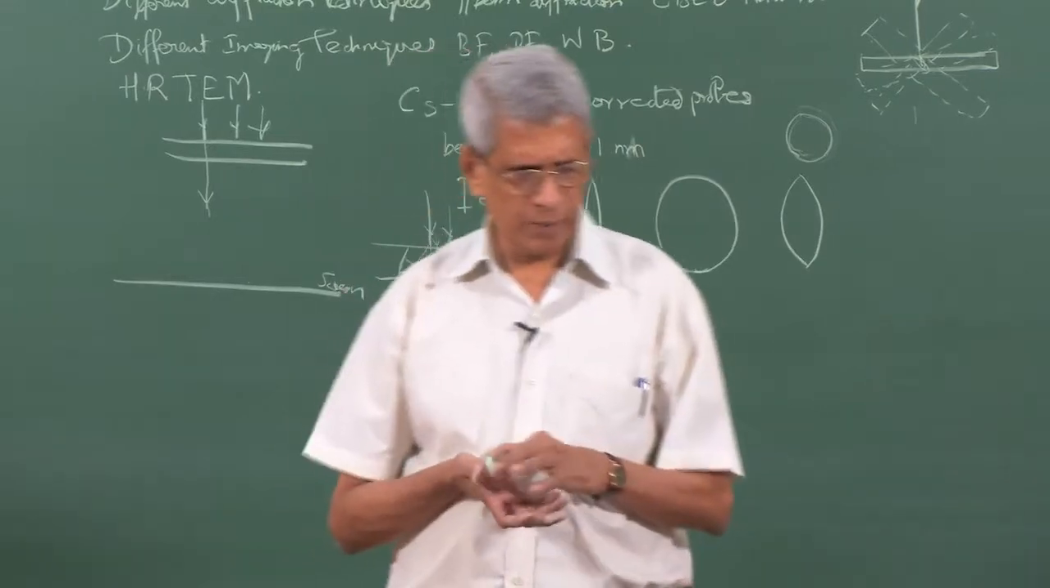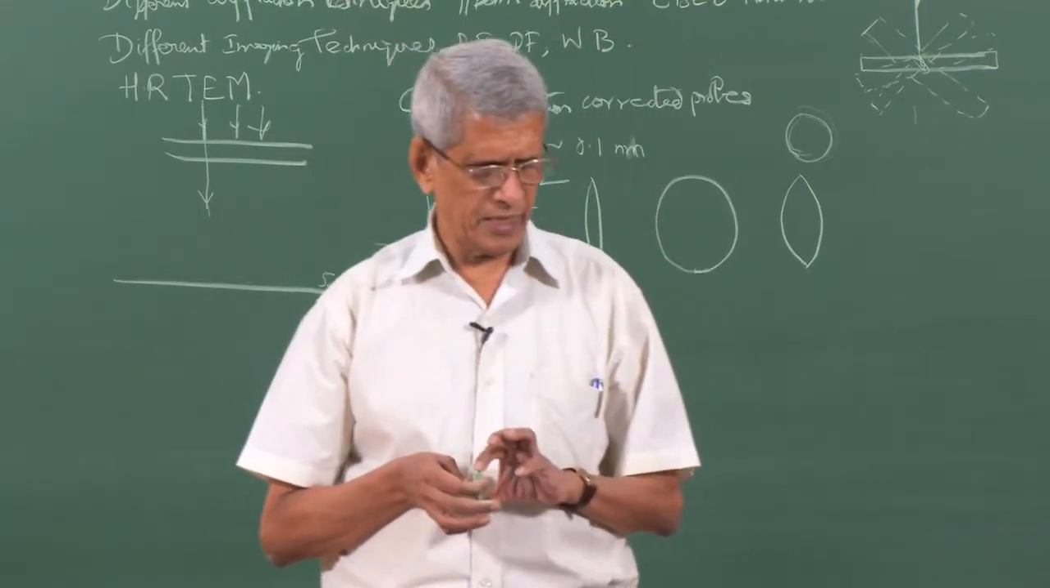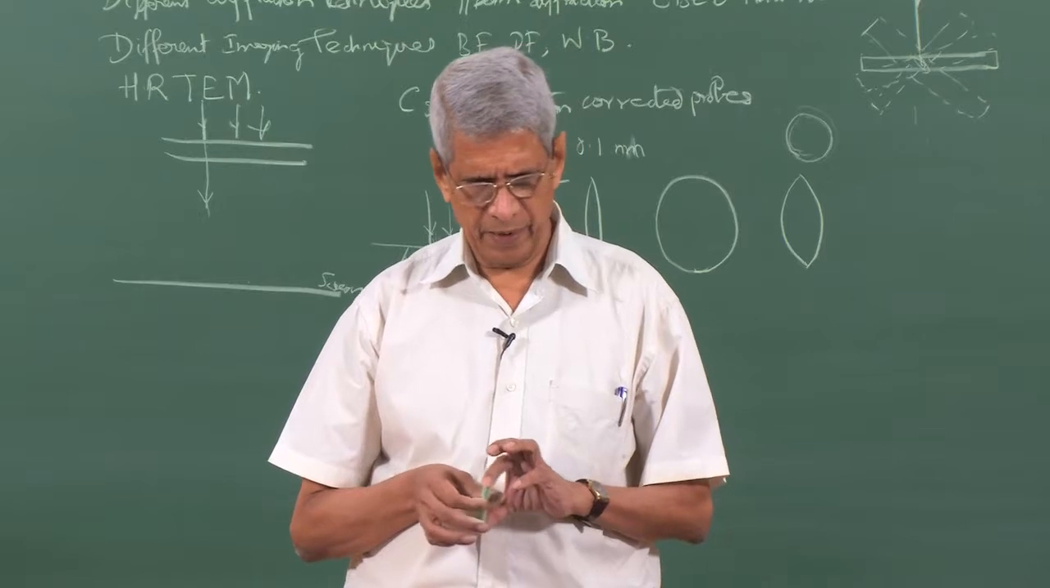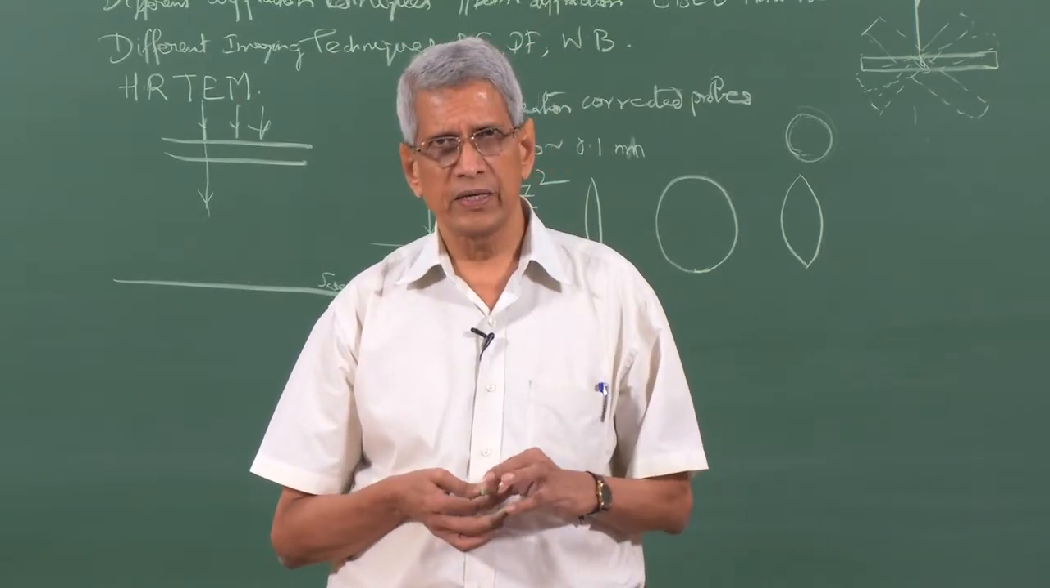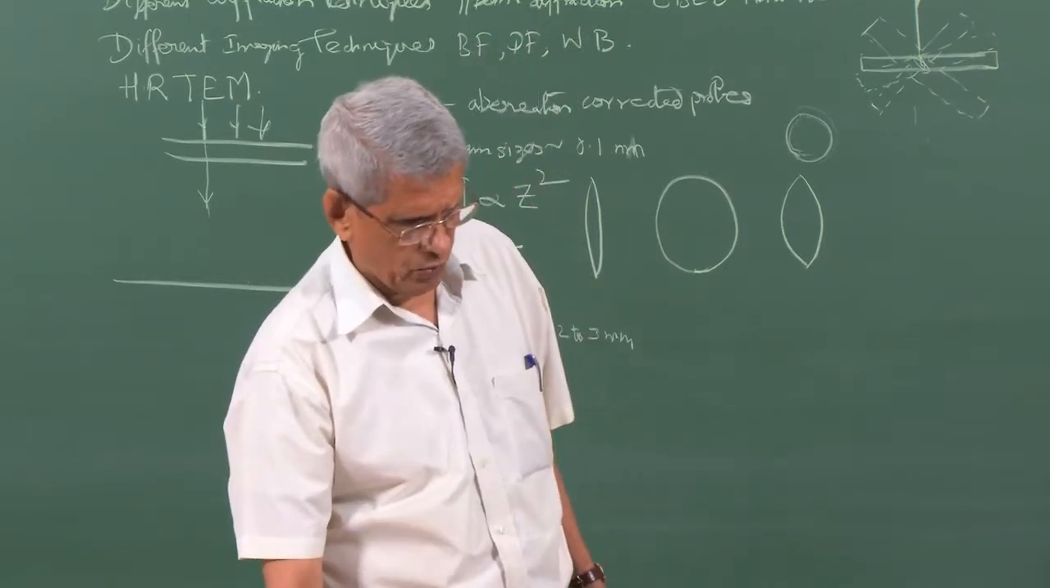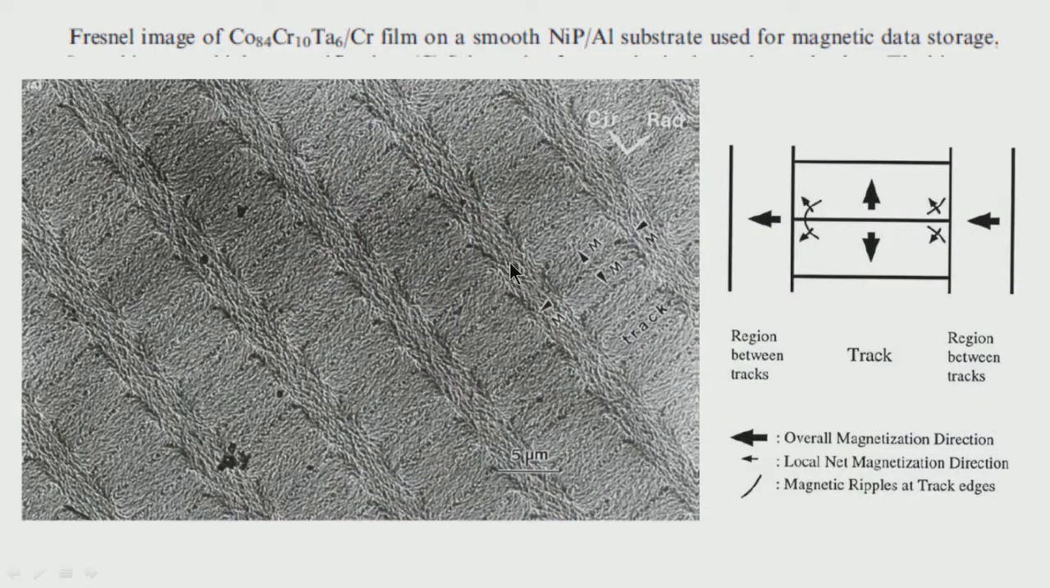This is one such example which is taken from the literature. This is on a magnetic data storage device, where on the tip the magnetic particles are distributed, and not only that, these are also magnetized. Some data is being stored. Because of that, when it is in a slight defocus condition, because of the Fresnel diffraction, we are able to see a contrast of this domain.